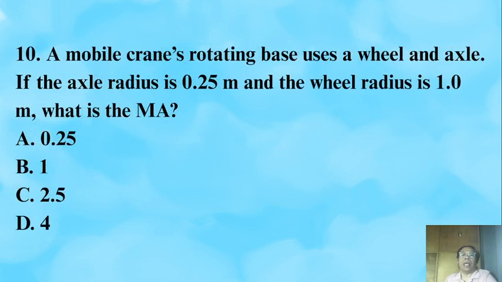Number 10. A mobile crane's rotating base uses a wheel and axle. If the axle radius is 0.25 meter and the wheel radius is 1.0 meter, what is the mechanical advantage? Letter A, 0.25. Letter B, 1. Letter C, 2.5. Letter D, 4.